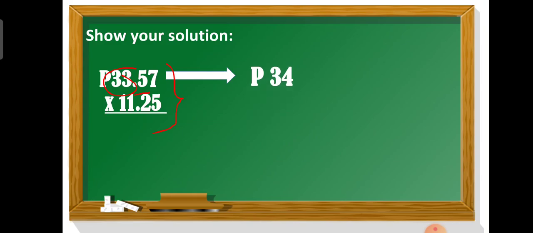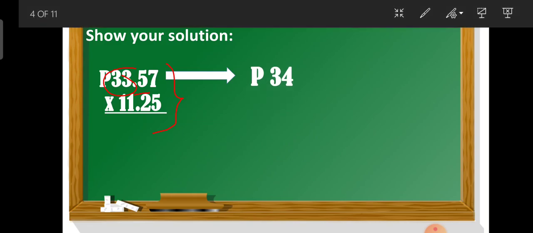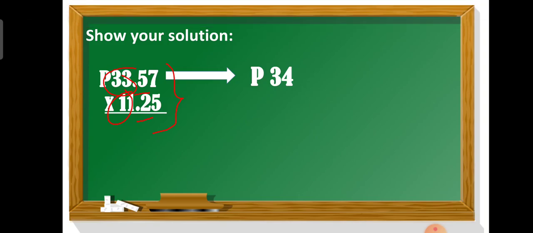And in the next factor, the whole number is 11. To the right of 11 is 2. So since the digit to the right of 11 is 2, we will just retain 11. So the answer is 11. Then to get the estimated product, we now multiply these two factors after rounding them to the nearest whole number.